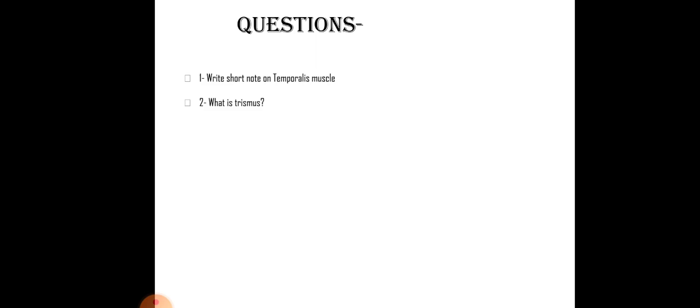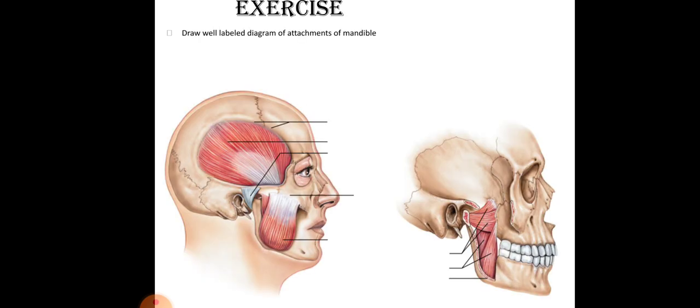Now the questions which can be asked in your exams related to this topic are: first, write a short note on temporalis muscle. Either you can get the examination question, write a short note on masseter muscle also. So masseter is also a very important muscle. And the second question can be related to your applied anatomy, like what is trismus. So this you have to mention in your exams.